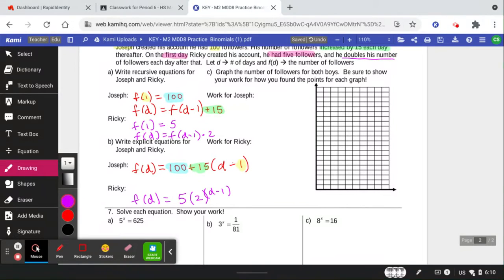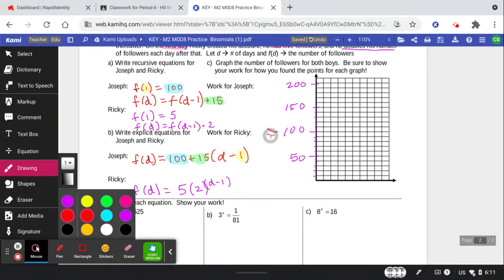Now it says to graph the number of followers for both boys. So I need to get up to 100. And this one's starting lower, but so let's just go over to the side here and see. So if this is 1, 2, 3, 4, 5, 6, 7, 8, 9, 10, 11, 12, 13, 14, 15, 16, 17, 18, 19, 20. So if I went by hundreds, so 10, 20, 30, 40, 50, 100, 150, and 200. What's going to be represented on the side here is our number of followers.